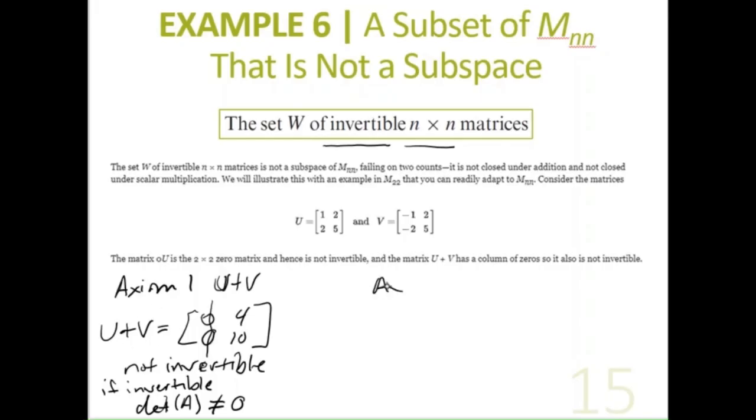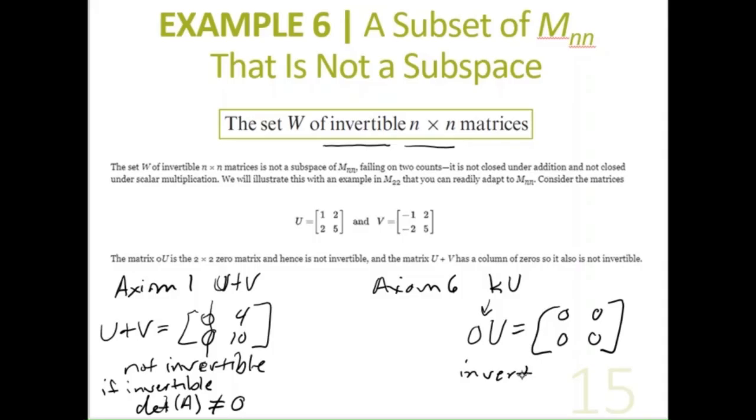Then if we look at axiom 6, which is our kU, well, look what happens here. What if k happens to be 0? So if we have 0U, obviously, what are we going to get? We're going to get this 0 matrix here. Well, that has a determinant that equals 0, so this is not invertible either. So this one's not going to fit the bill either. So in this case, we would say, you know what? W is not a subspace. So go fish, try again. It's not going to be this one.